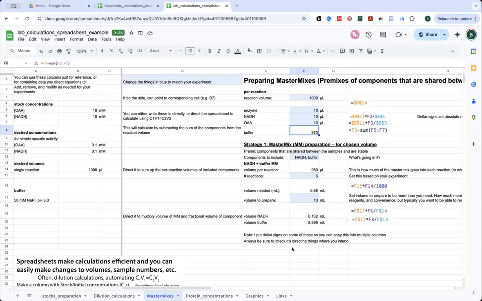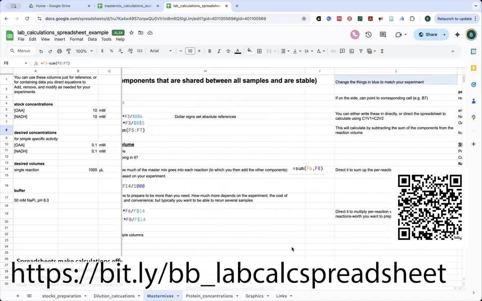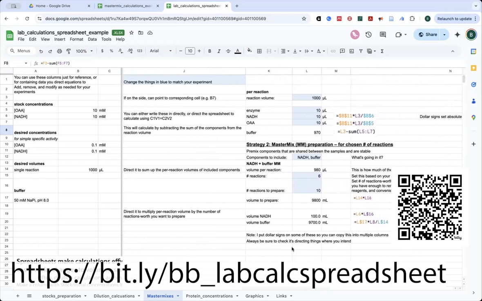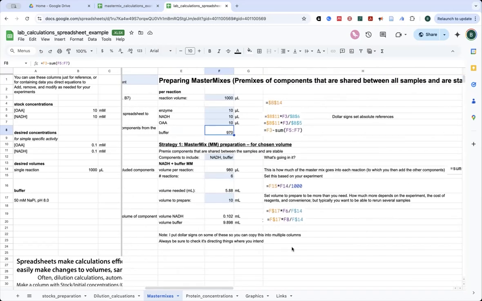MasterMixes are your friends in the lab, and spreadsheets to make MasterMixes are your friends before you do the lab. This is just a spreadsheet showing a couple of examples of strategies for preparing MasterMixes, or for calculating how to prepare MasterMixes. So first off, what's a MasterMix?